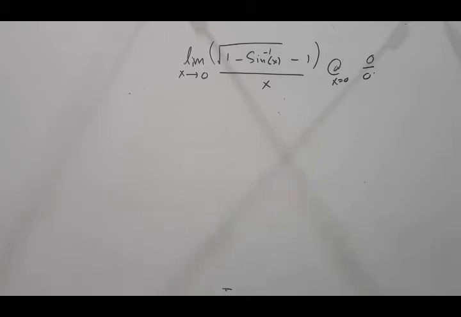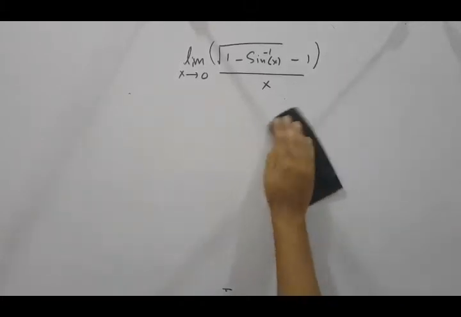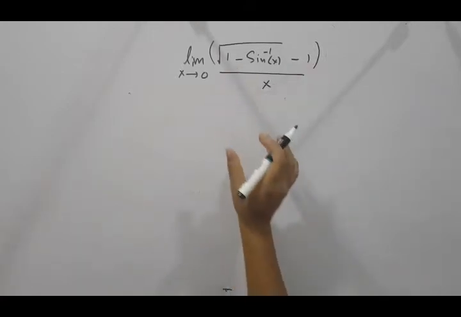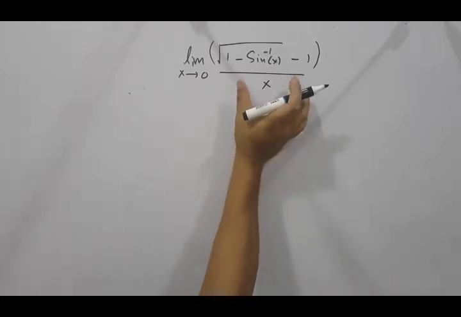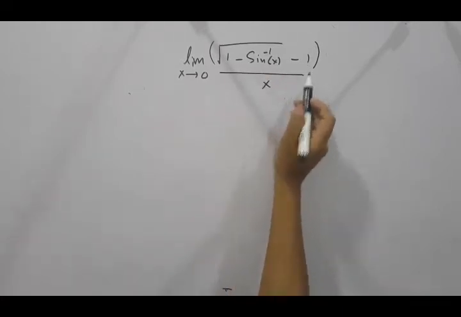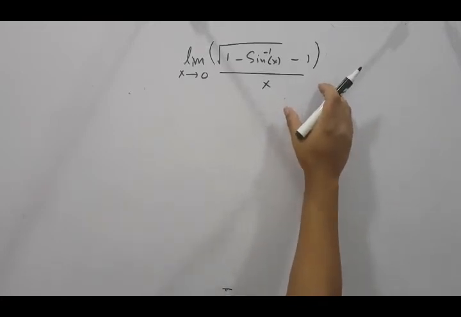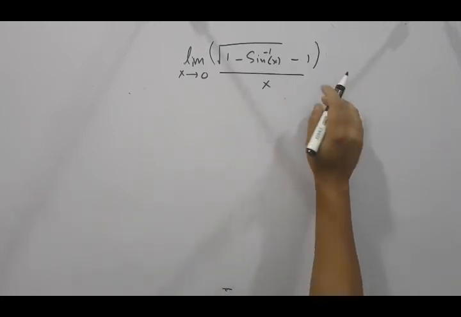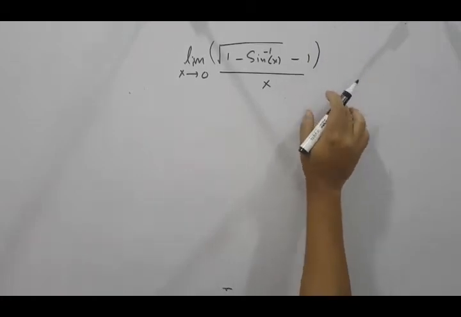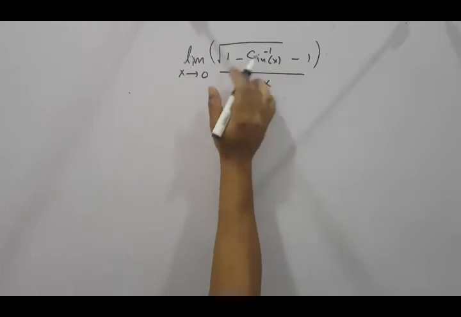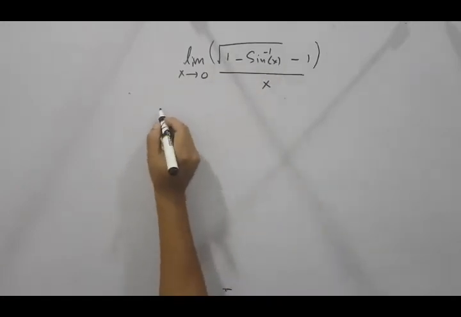Okay, so after that, let's go step by step. First, look at the numerator. You have a square root here and a minus 1 sign. So before you evaluate this, you have to multiply numerator and denominator by the conjugate of this expression. Then we can remove this square root.